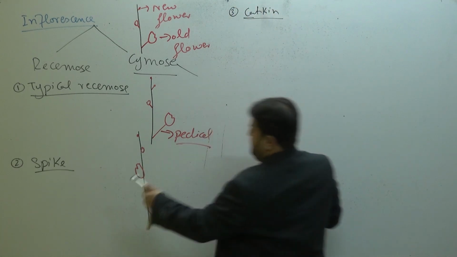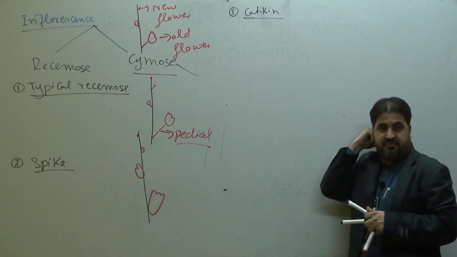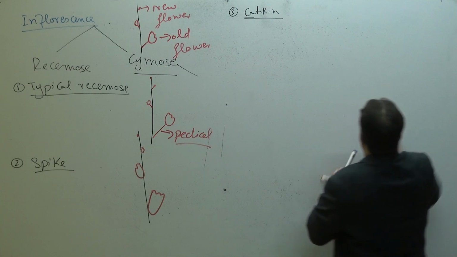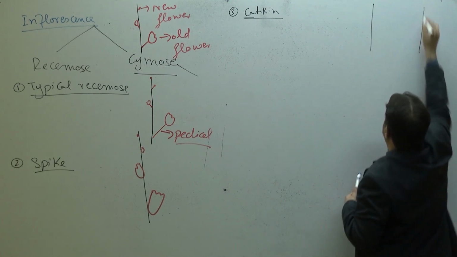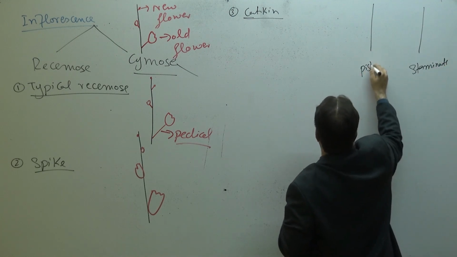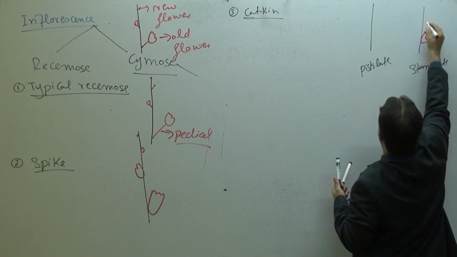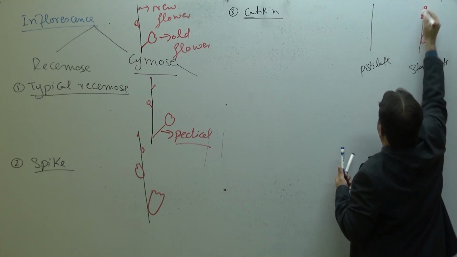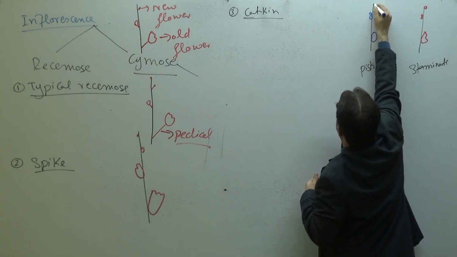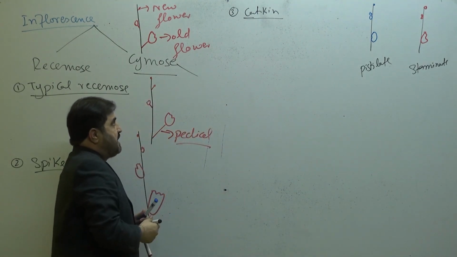In the case of catkin, the flower may be monoecious or dioecious. Monoecious means both male and female sex organs are present in the same plant, while here the flowers are considered to be dioecious. The flower may be staminate, having male sex organs, or pistillate, having female sex organs. So one is staminate and another is pistillate. That's why the male and female sex organs grow on different flowers. That's called the catkin.